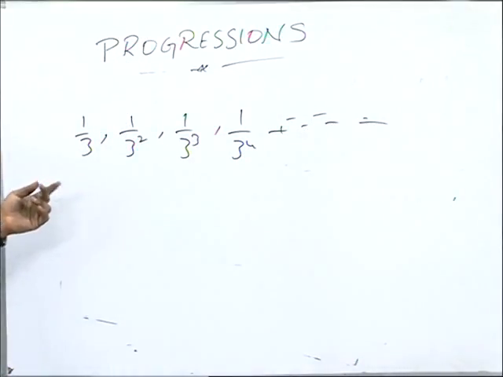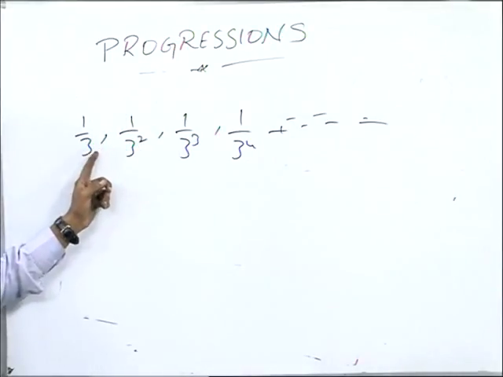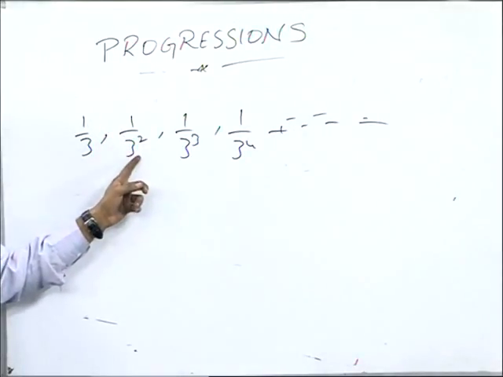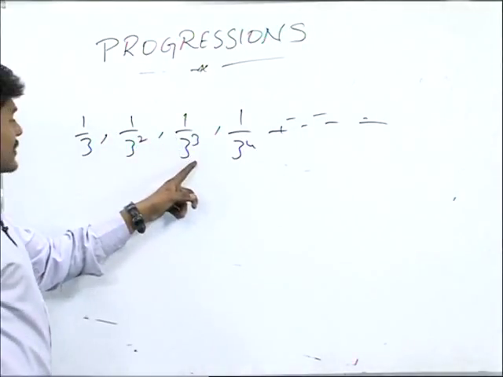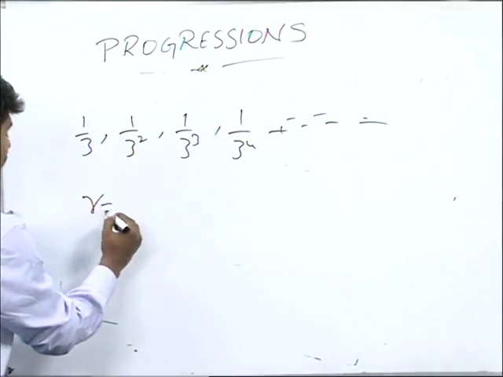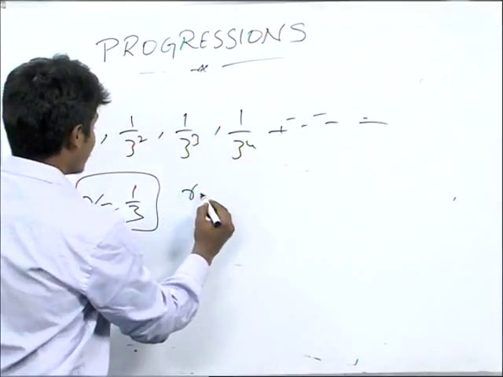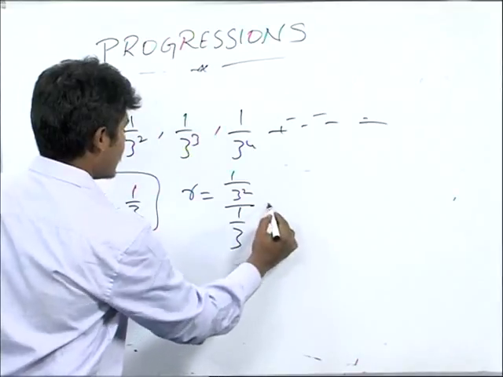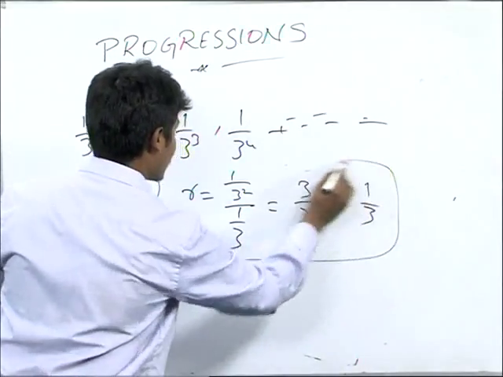Observe the series. This is also following a common pattern, that is, the first term is getting multiplied by 1 by 3, it is resulting in the second term. If the second term is getting multiplied by 1 by 3, it is resulting in the third term. Next, if the third term is getting multiplied by 1 by 3, it is resulting in the fourth term. So here the common ratio becomes 1 by 3. We can cross check by dividing the second term by the first term. It would result in 3 by 3 square, that is 1 by 3, r is 1 by 3.